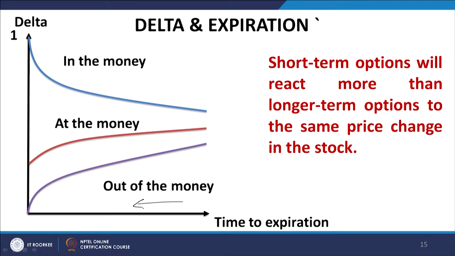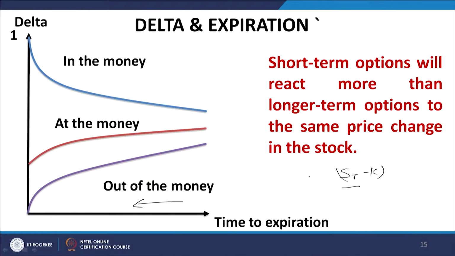In the money options tend to move towards 1, that is natural, because the payoff is ST minus K. As you approach the maturity of the option, this payoff becomes more and more certain. And because the payoff becomes more certain, the delta tends to move more and more towards 1, because of this factor ST. If you differentiate with respect to ST, you get +1. At maturity your payoff is ST minus K, and therefore delta would be 1 for an in the money option, because you are surely going to exercise it.